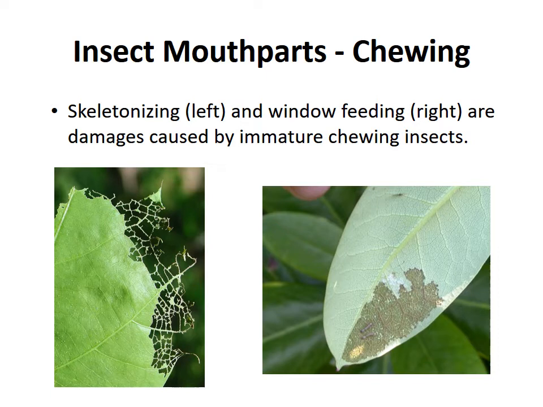When these insects become a little bit larger, they're able to eat the entire leaf, but sometimes the leaf veins are a little too tough for them to consume. So they'll eat the leaf tissue from between the veins, leaving the veins behind. This kind of damage is called skeletonizing, very common with certain types of beetles, small caterpillars, and other insects.